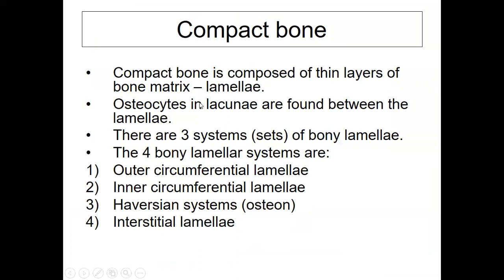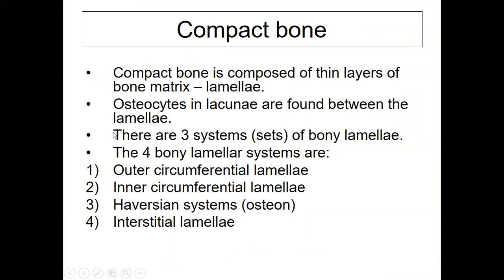Compact bone is composed of thin layers of bone matrix, and this thin layer is known as lamella, or lamellae. It has multiple layers of bone matrix. The osteocyte is located within the lacuna, and it is found between the lamellae.